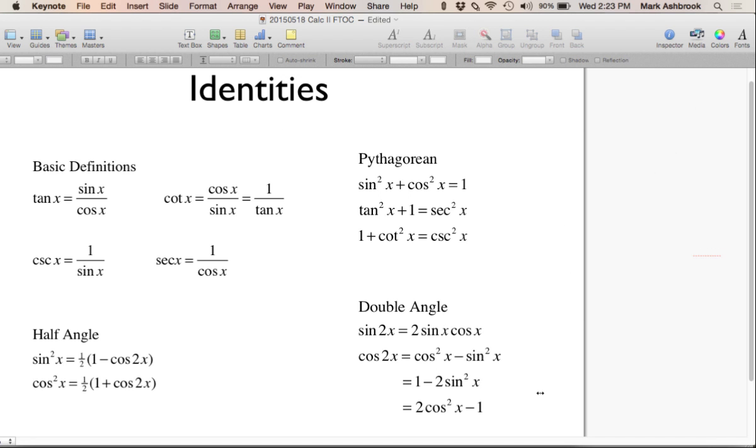Okay, so let's do, here's the first easy example. Integral cosine squared x, tangent squared x, dx.